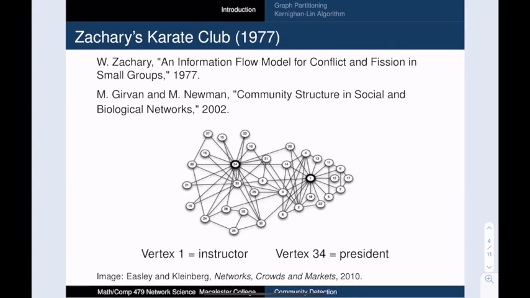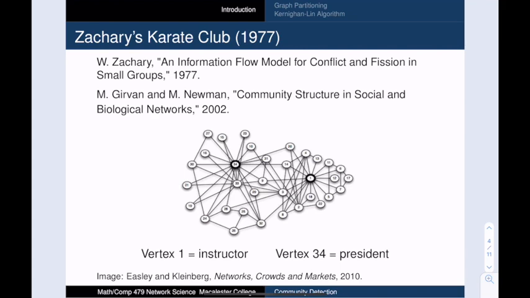Here is a small social network that played a classic role in the development of community detection. In the early 1970s, sociologist Zachary was studying a karate club, keeping track of social interactions. During Zachary's study, a conflict arose between the president and the instructor, and the club fractured in two.